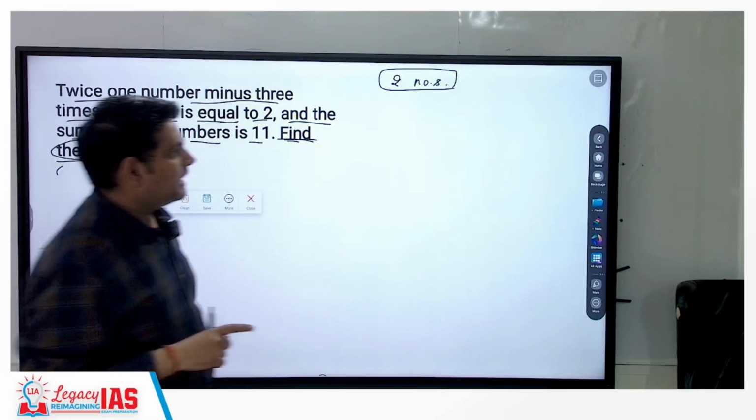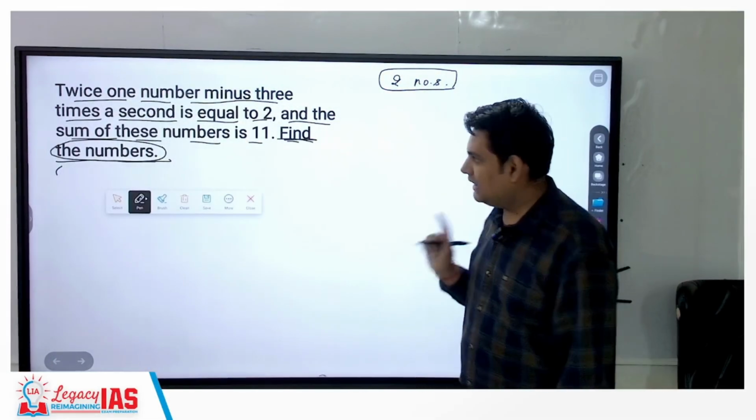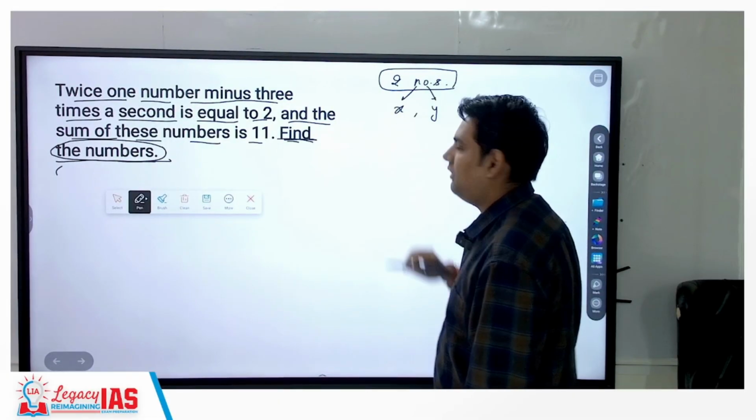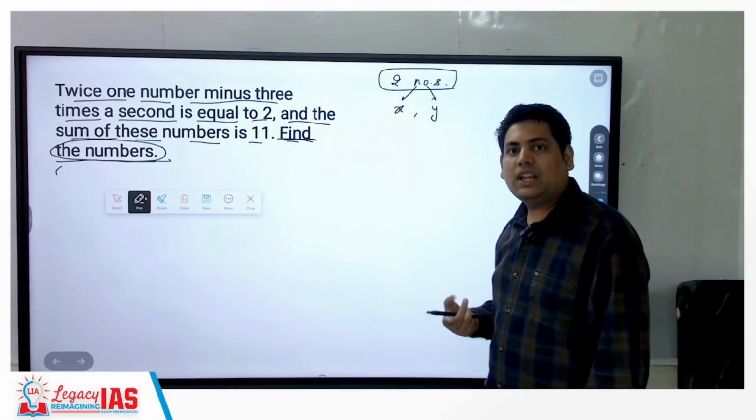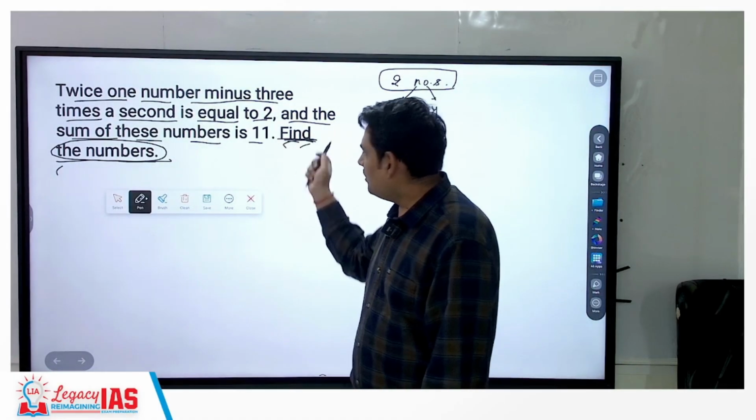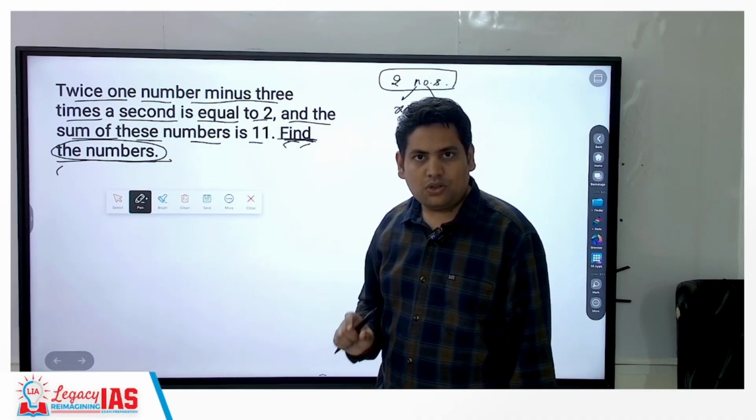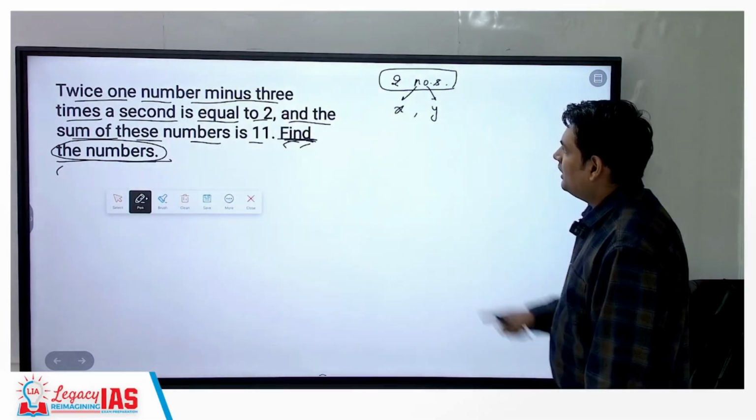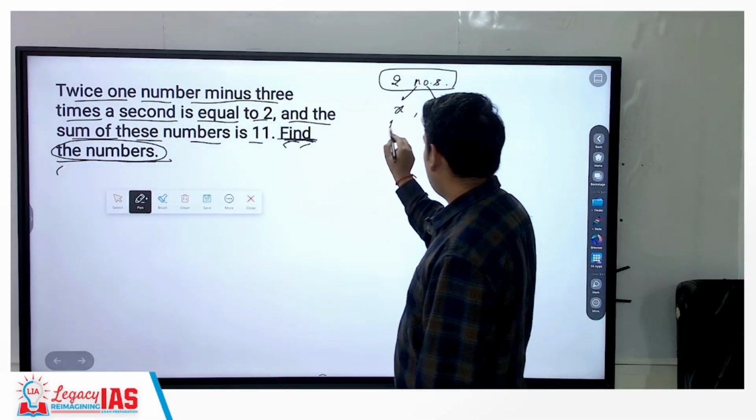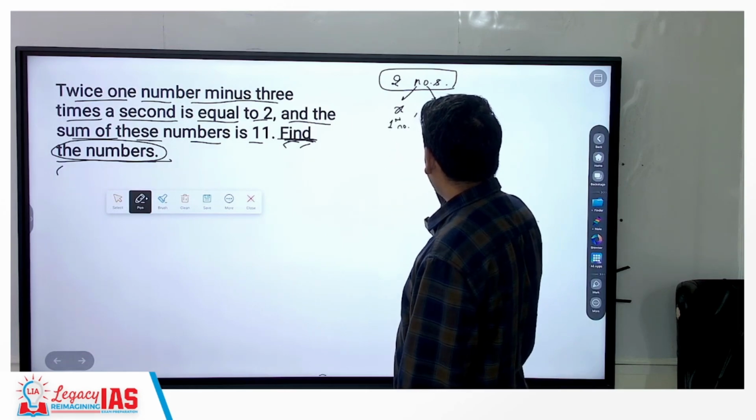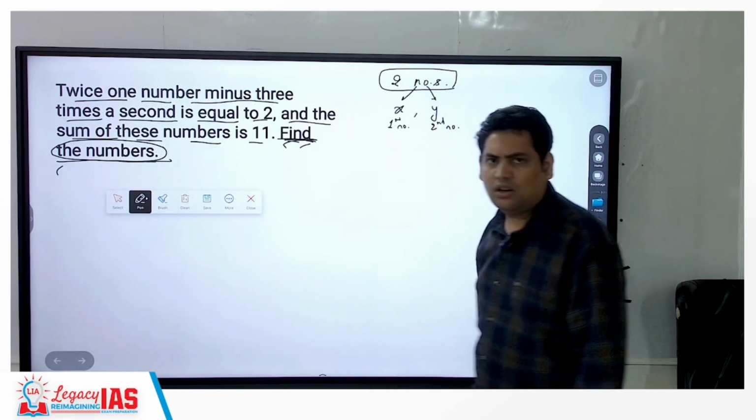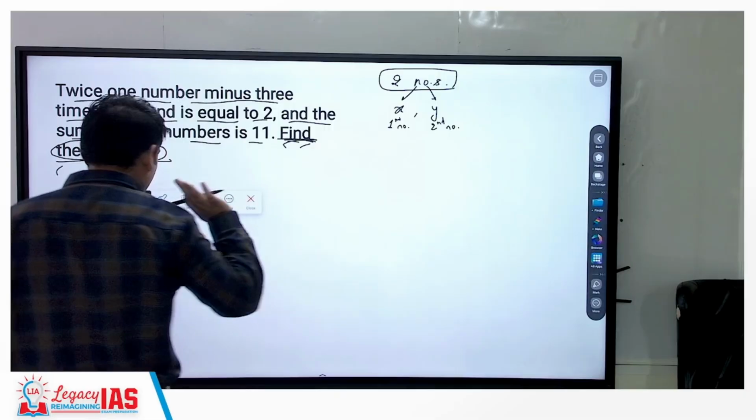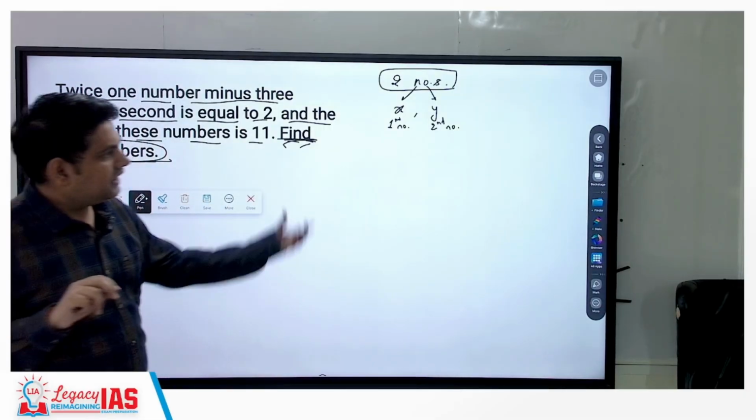So first we will assign some variables. Let us assume that one number is x and other is y. Why are we taking them as variables? Because that is what we need to find out eventually. We don't know the value of them. That is why we are using variables for them. So first we assign x and y. I am taking x as the first number and y as the second number. This is easy. Now we need to find the value of x and y.